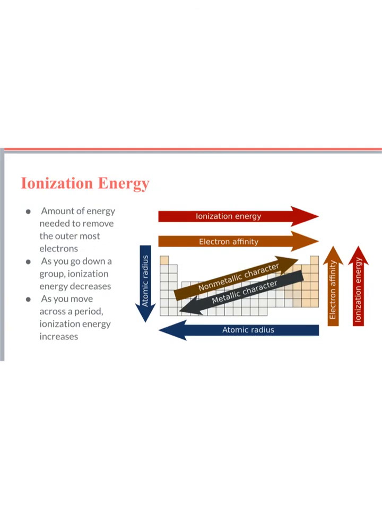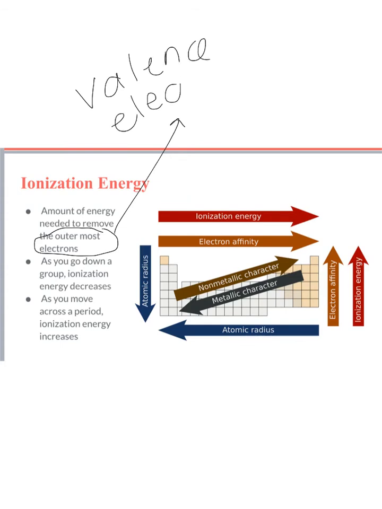Ionization energy is the amount of energy that's needed to remove those outer electrons. Remember, we have a special vocab word for this. It is valence electrons. Trust me, you're going to be so tired of hearing me talk about valence electrons. These are so important. So it's the amount of energy that's needed to remove those outer electrons. As we go down a group, ionization energy decreases. Another way to say that is as we go up a group, ionization energy increases. And as you move across a period, ionization energy also increases.